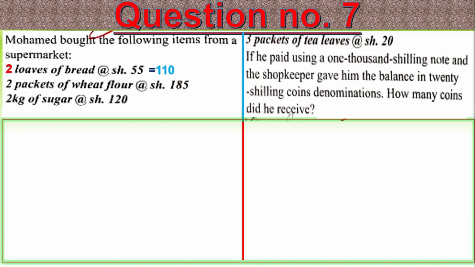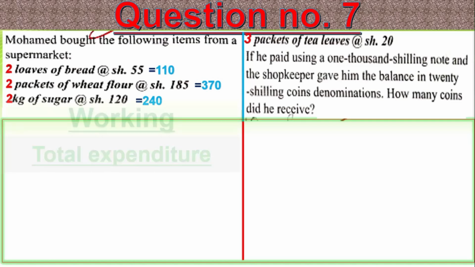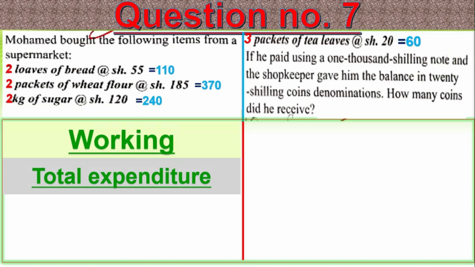Then 2 packets of wheat flour, you multiply with 185. 2 times 185, you get 370. Then 2 kilograms of sugar at 120, that is 2 times 120, we get 240. And finally, 3 packets of tea leaves at 20 bob. So you say 3 times 20, that gives us 60. So total expenditure was this 110 plus 370 plus 240 plus 60.